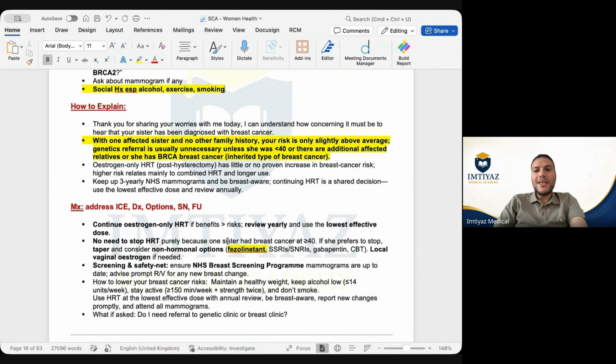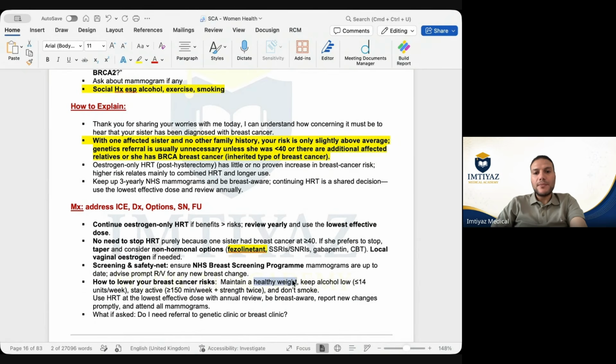And if you notice any new breast changes, not only a lump, skin changes even, seek urgent medical advice. And how to lower your breast cancer risks, this is important. It's not only about HRT. There are many things that you can do to minimize the risk of having breast cancer.